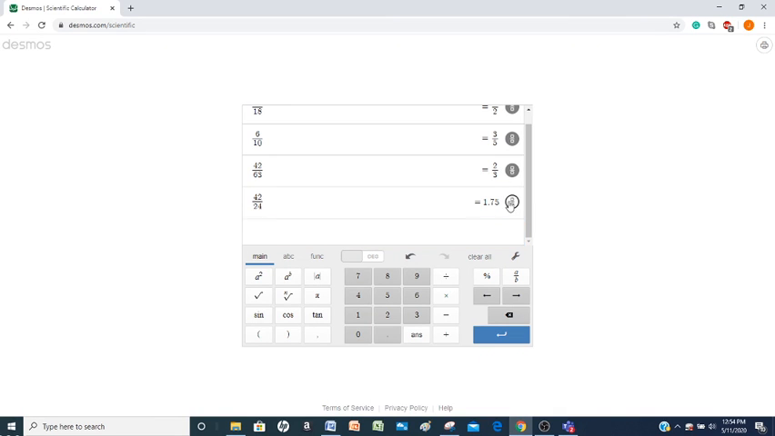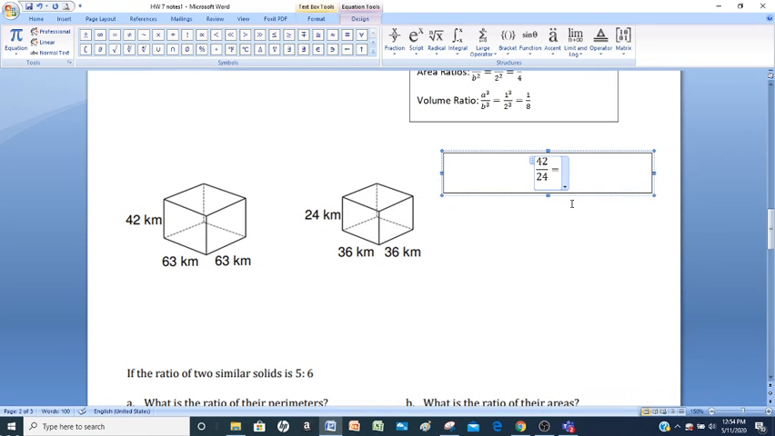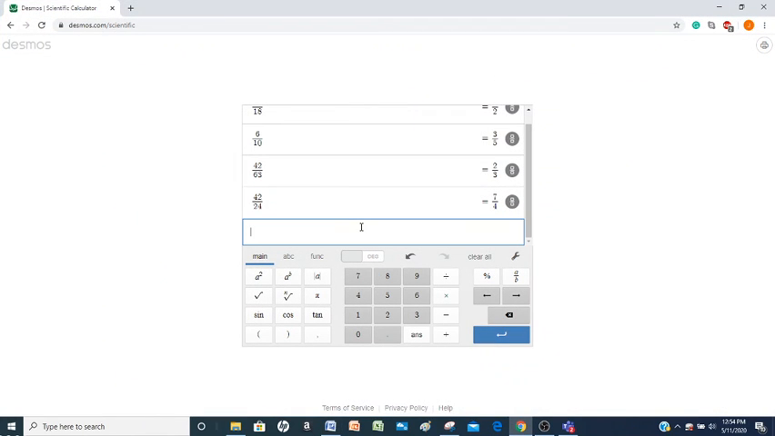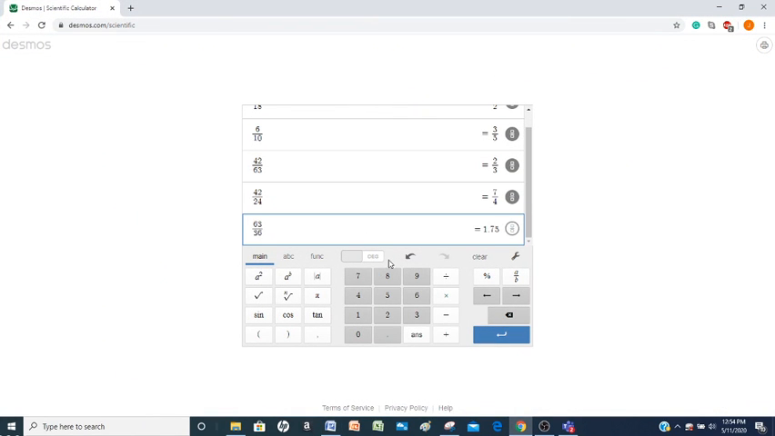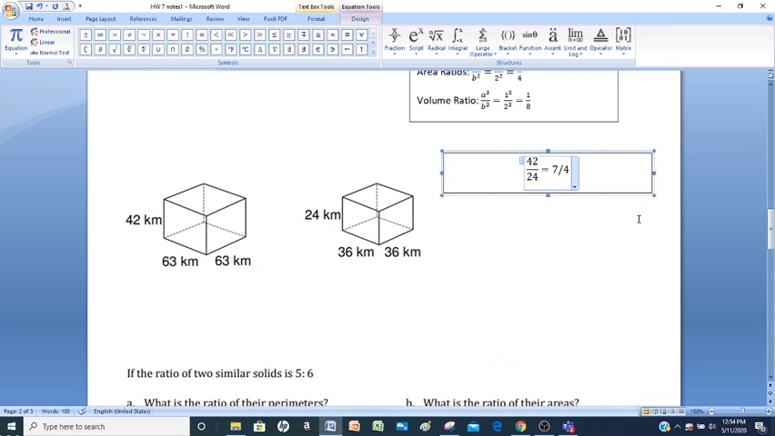Again, I care about the fractions. So 7 over 4, 7 over 4. If I would have used the 63 with the 36, I should get the same result. And I do. So 7 over 4, and that's pretty much our scale factor, usually represented as A over B. So now we know that A is 7 and B is 4, basically.